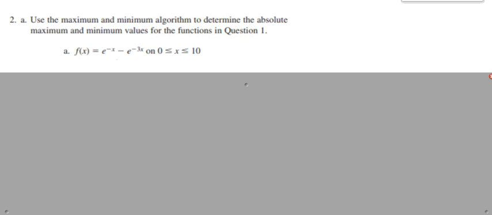It says, use the maximum and minimum algorithm to determine the absolute max and min values for the functions in question 1. So I've put the function here. Question 1 gave us this function and asked us to find max and min by graphing. So in this video I'm going to do question 2, which is to take the same function and to find the max and min using the algebra algorithm.